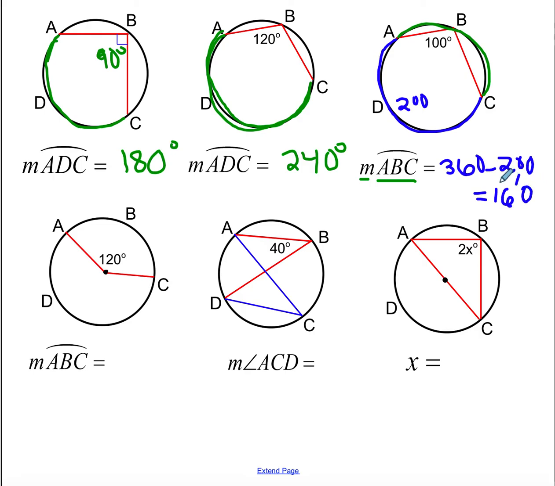160. Okay, here, this is a trick question. This is a central angle. So the measure of arc ABC is going to be the same as the measure of the central angle. So the measure of arc ABC is 120.